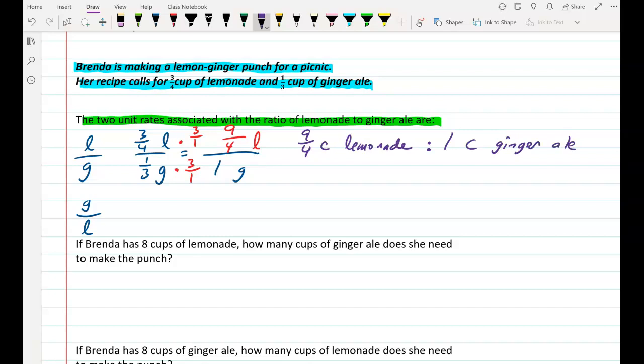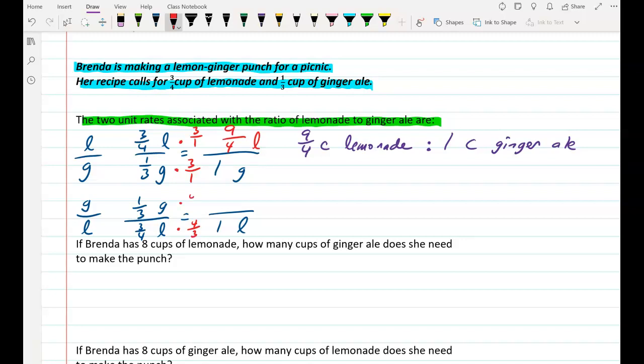Okay, now let's switch that around. Now we're going to be comparing ginger ale to lemonade. Again, we set it up. How much ginger ale? Well, it's 1/3 cup of ginger ale to 3/4 cup lemonade. And we're going to find out how much for 1 cup of lemonade. How do I take 3/4 and turn it into 1? I'm going to divide by 3/4, or better yet, I am going to multiply by the reciprocal, 4/3.